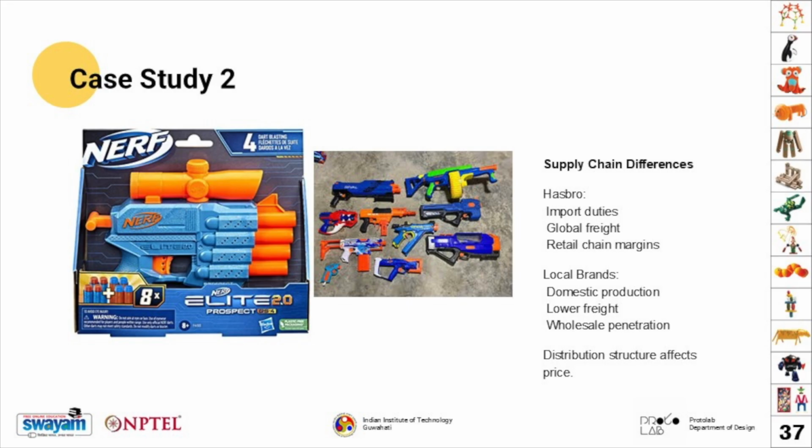If a Nerf blaster is at rupees 1,200 ex-factory, import cost and margins stack up to reach rupees 2,999 retail. If a local brand manufactures at rupees 250 to 300 per unit domestically, even after margins, the product can retail at rupees 599 to rupees 799. Supply chain compression enables penetration pricing.